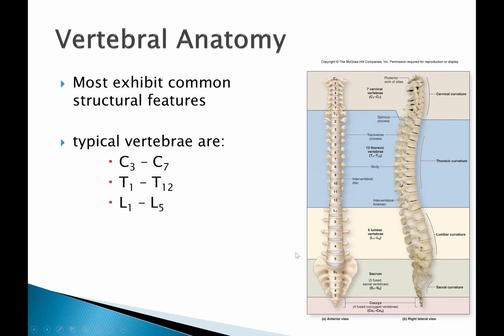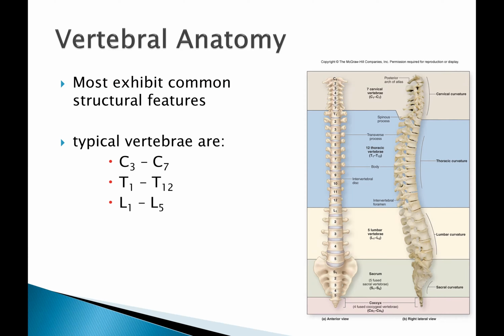Now, a lot of these vertebral bones have very similar anatomical features and characteristics. We call them typical vertebrae. They all look the same and have the same features. That includes C3 through C7, T1 through T12, and L1 through L5. So pretty much all the cervical, all of the thoracic, and all of the lumbar.